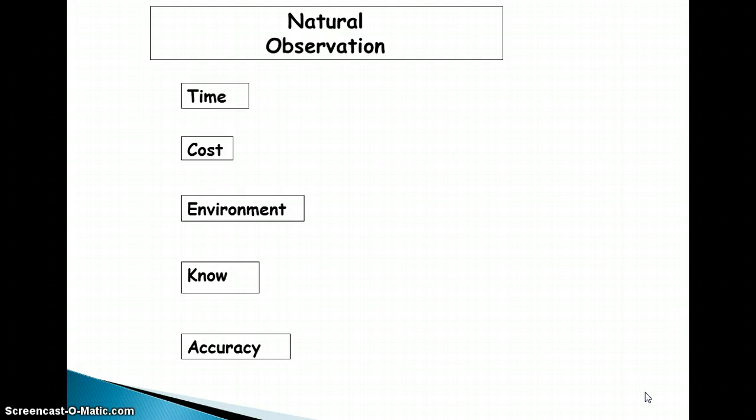All right, so natural observation, I'm going to give it four stars just because it does take a lot of time for you to truly get a good idea of what is going on when you observe behavior. You can't just pop in and look at them for a minute and go, yep, that's what happens every minute of every day. So you need to do that more often, and so it does take a lot of time.